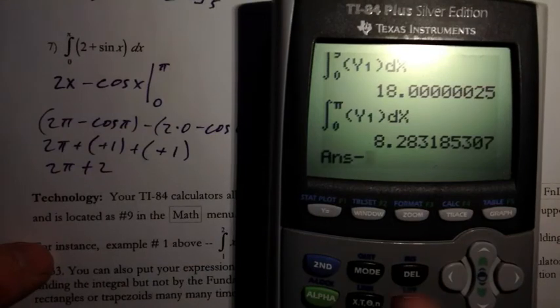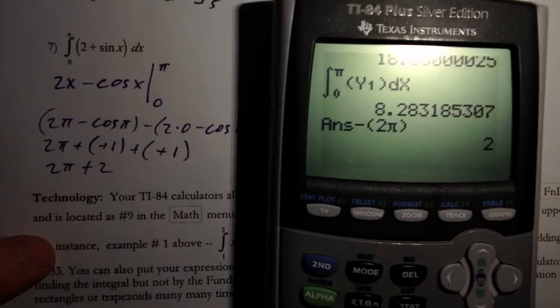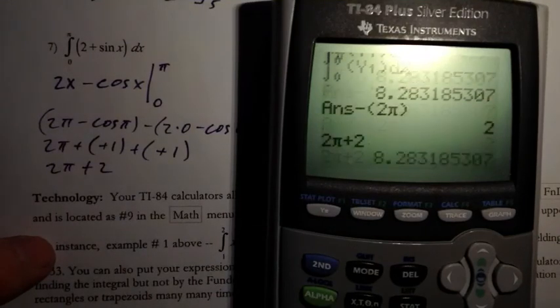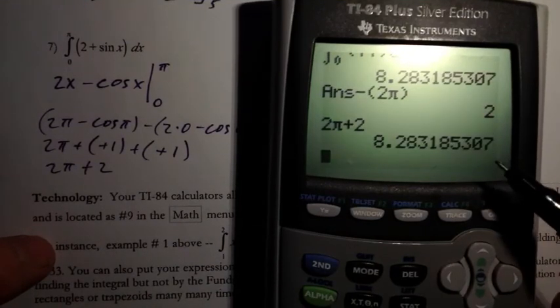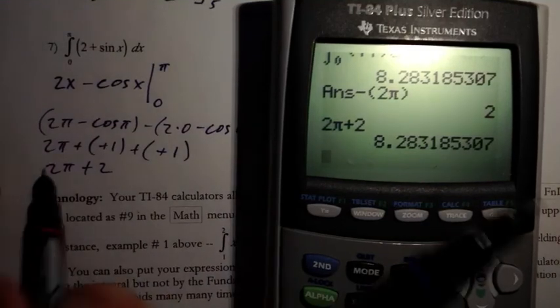If you subtract 2 pi, we should get 2. Okay, and there you go. So in other words, 2 pi plus 2 is equal to 8.2831 and so on. So we can confirm that we got the right answer, which is 2 pi plus 2.